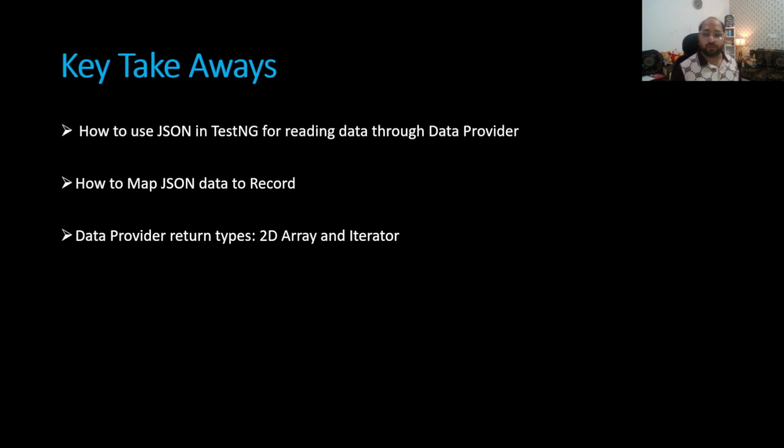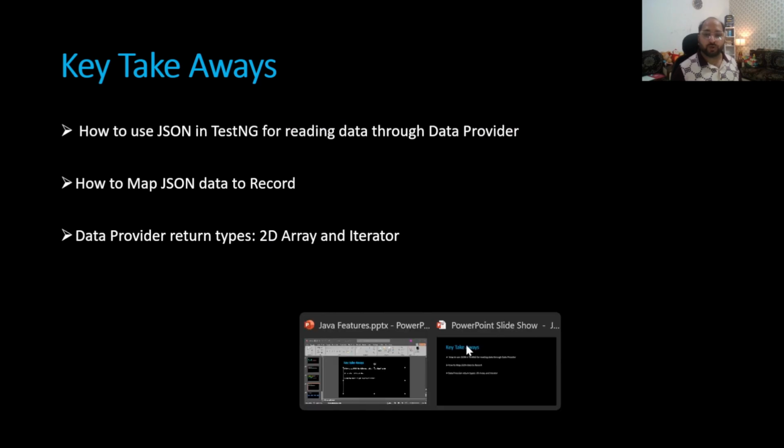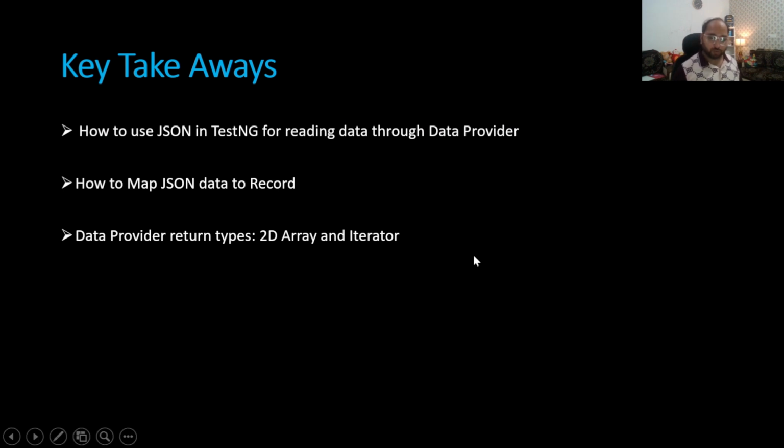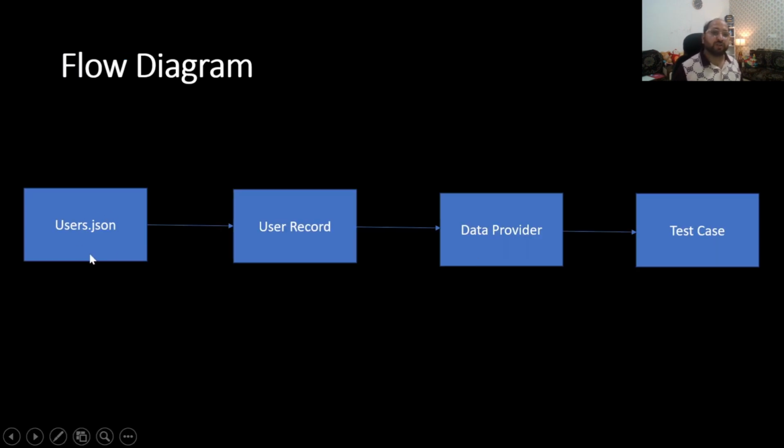If I, for example, come to this slide, let's see what we are going to talk about. First of all, we'll be creating a users.json where we'll keep all the user credentials. Then we'll map this users.json into the user record, using the concept of deserialization with ObjectMapper, which is a most widely asked interview question. Once we have converted this into the user record, we are going to pass it to the data provider, and from the data provider, we'll pass it to the test case. So this is how it will look at a high level.